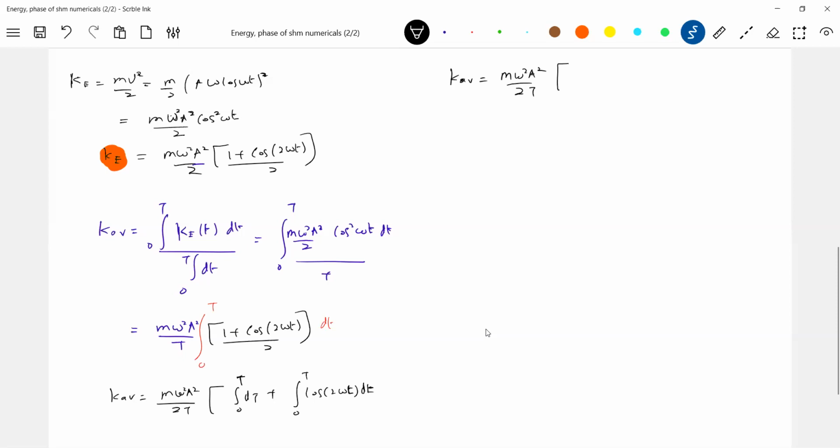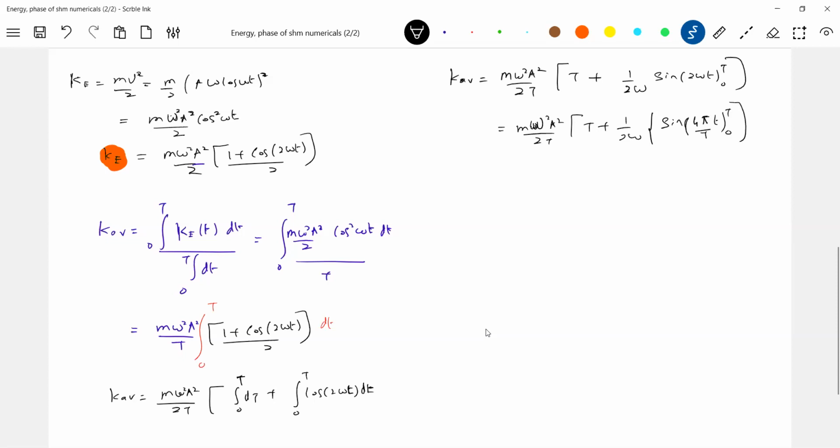The integral of dt will be t. The integral of cos 2 omega t will be how much? 1 by 2 omega. Fine. So now next part. Sine of what is 2 omega? Omega is 2 pi by T, no? So this will become 4 pi t.